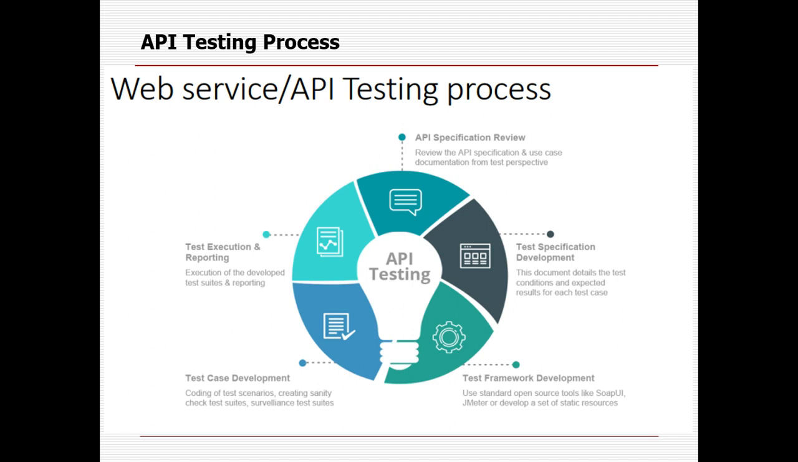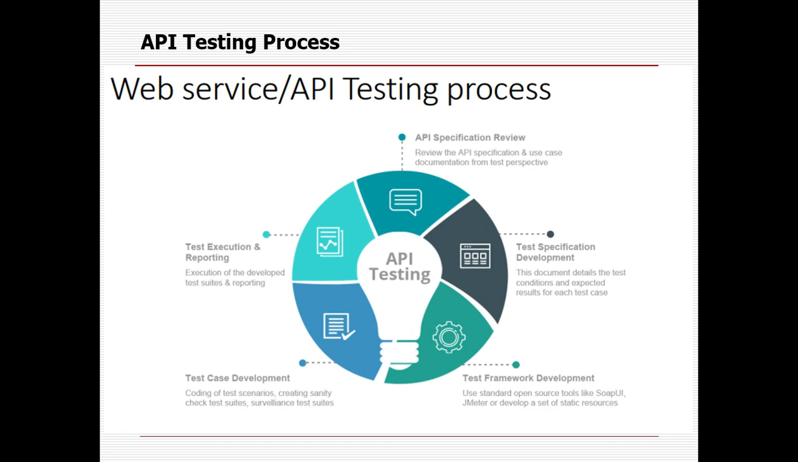Then the last one is nothing but the test execution and the reporting. Here we execute the developed test suite and report, after which it will generate the overall result of the API testing. Then we can publish the result to the respective stakeholders.